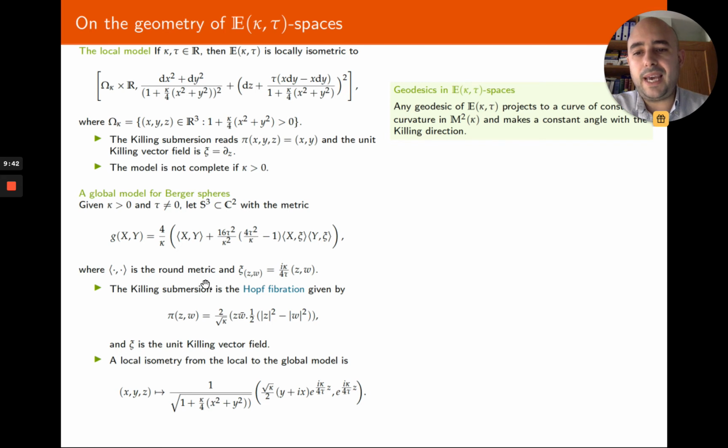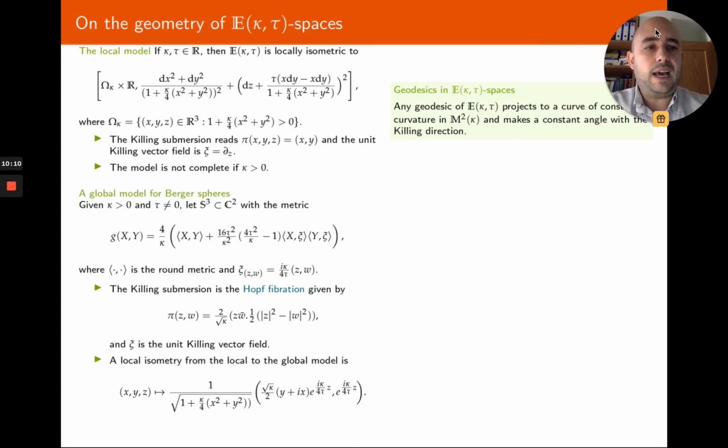So in that case, the Killing submersion is nothing but the Hopf fibration, and it is given in this model by this expression. And we can plug the local model into this global model by just doing this local isometry. I will not do any computation throughout the talk, but computations can be done by using these local coordinates.